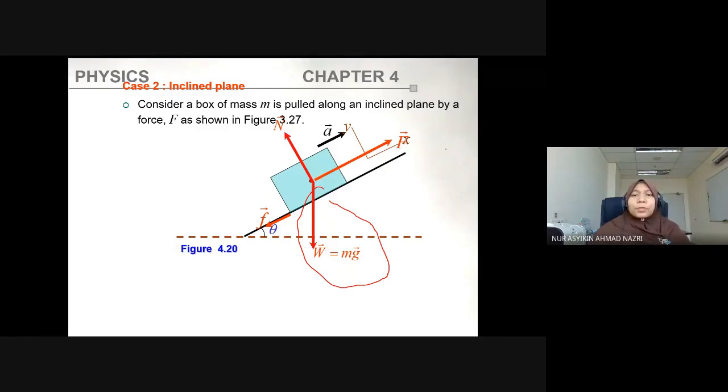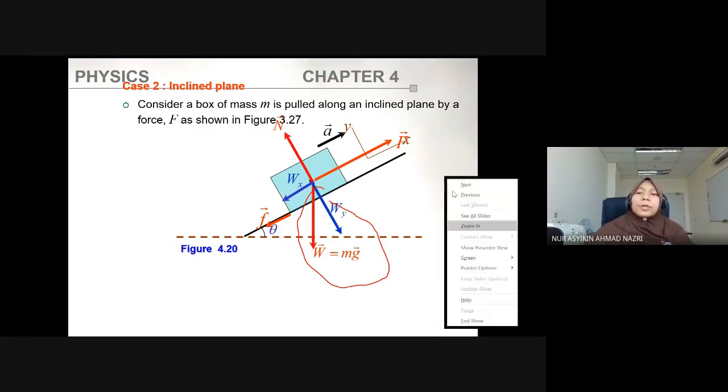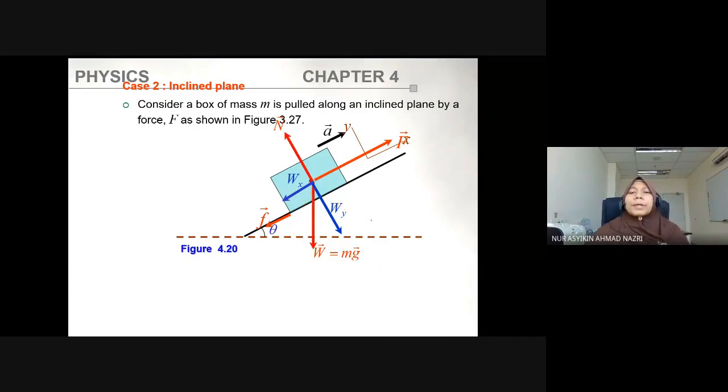So again, I hope that you still remember how to resolve this vector. Okay, contoh macam case yang ni. Alright, then this is Wx, this is your Wy. Okay, sebab W arah sini, which is not in Y and it's not in X component, then you need to resolve so that it go to its component lah. Bolehlah kita masukkan sama Wy ni. Kita boleh kenakan dengan N, F, Wx, F. Boleh gang sekali. Faham tak?